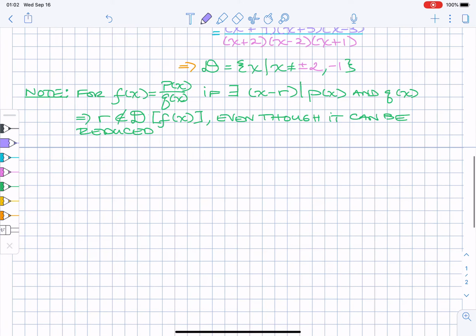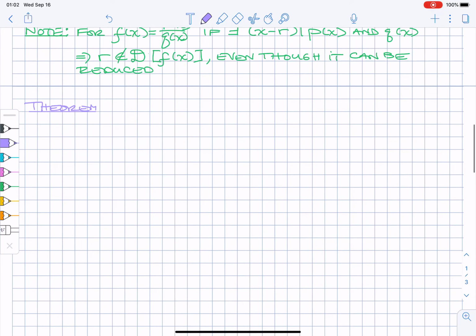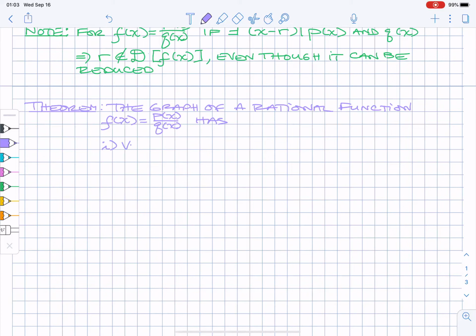Okay, so theorem. The graph of a rational function f of x equals p of x over q of x has, number one, vertical asymptotes for all values of x such that q of x is 0, given f of x is fully reduced.